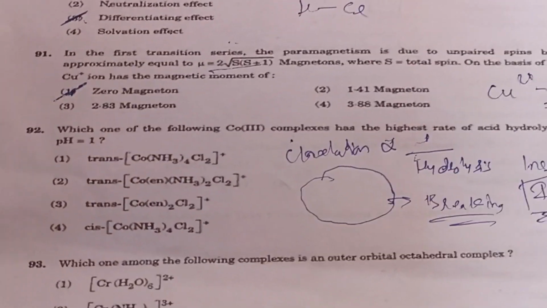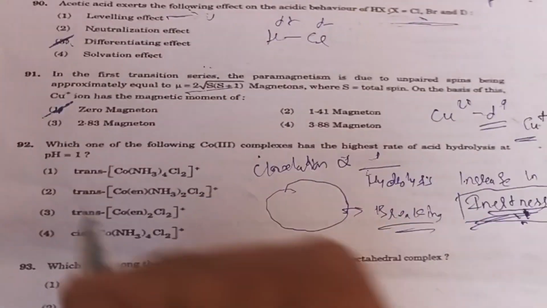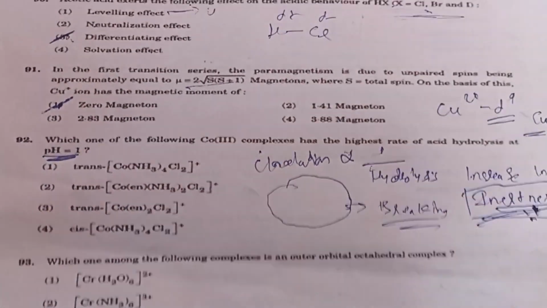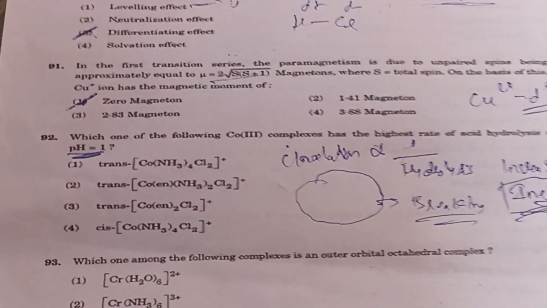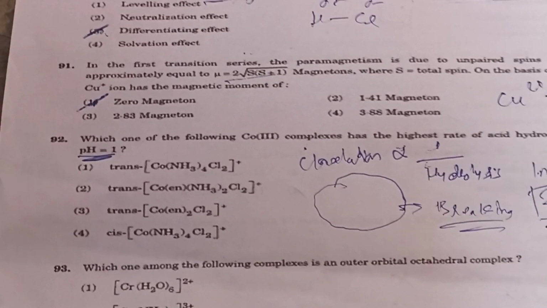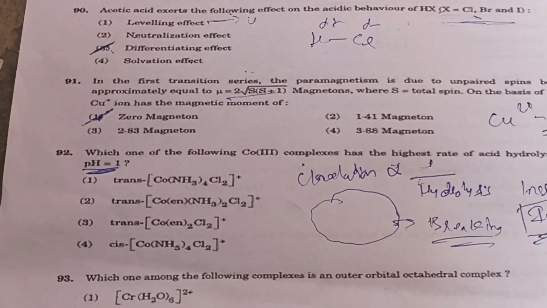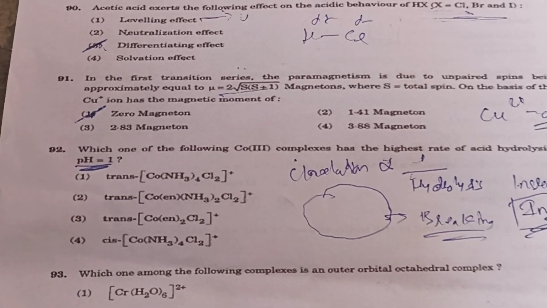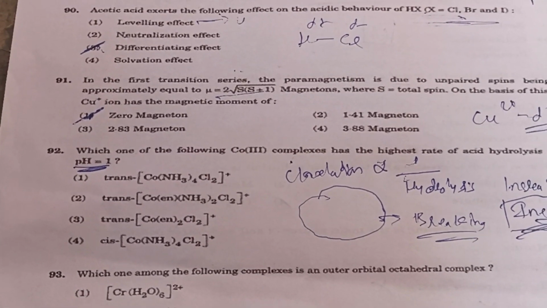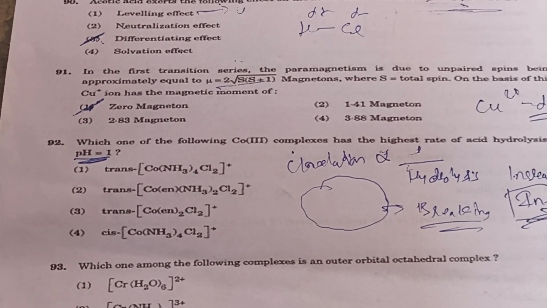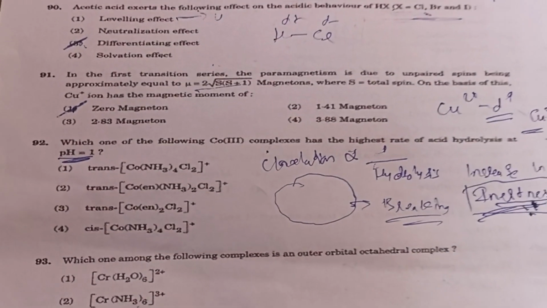Since they are telling us that the pH is equal to 1, it is in an acidic condition, so ammonia will be in the highest hydrolysis. The more chelation there is, the greater the inertness, right? So with ammonia, there is no chelation.